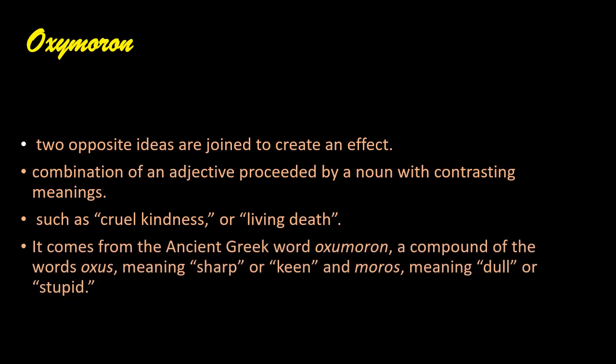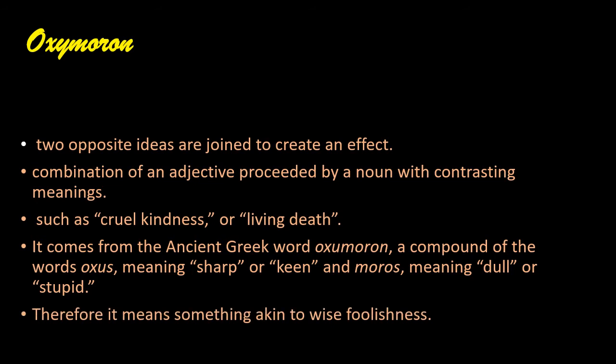Oxymoron comes from the ancient Greek word oxymoron. Oxus means sharp or keen and moros means dull or stupid. So these words are kept side by side for the oxymoron purpose, that is self-contradictory, akin to wise foolishness. So oxymoron means wise foolishness.